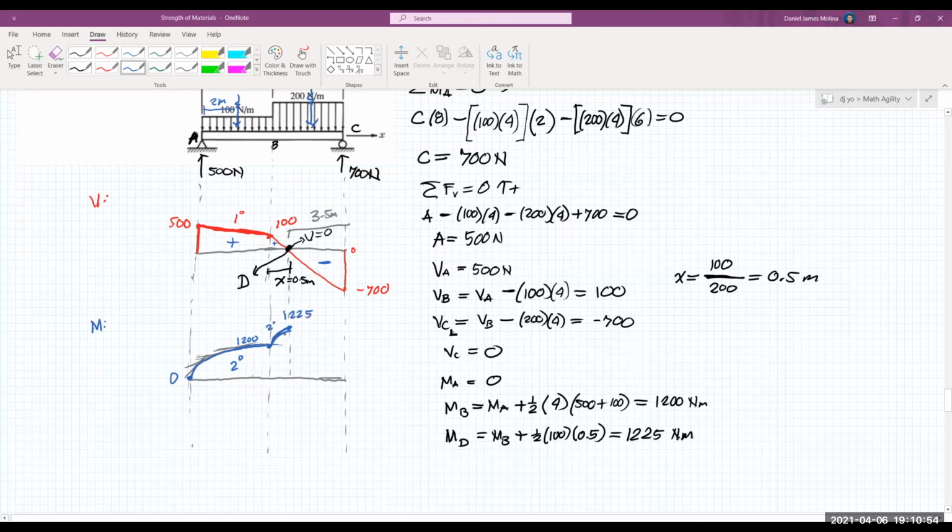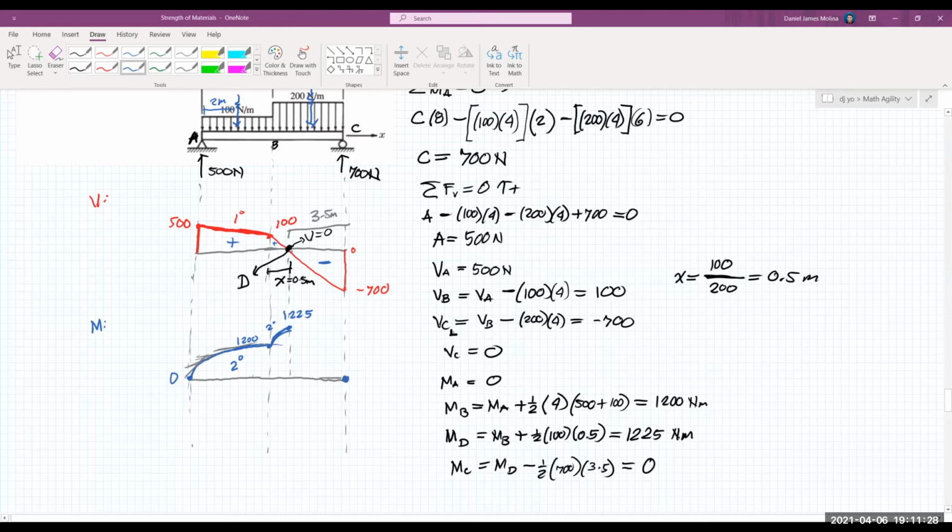All right. And then finally, for the moment at C, since it's a roller support, you can also verify that by M_D, that's the moment at D, minus the area of the shear diagram at the remaining portion, that's 1/2 times 700 times 3.5, and that is actually 0. Okay? And of course, since the support at C is a roller, the moment is also 0. So we have 0 here.